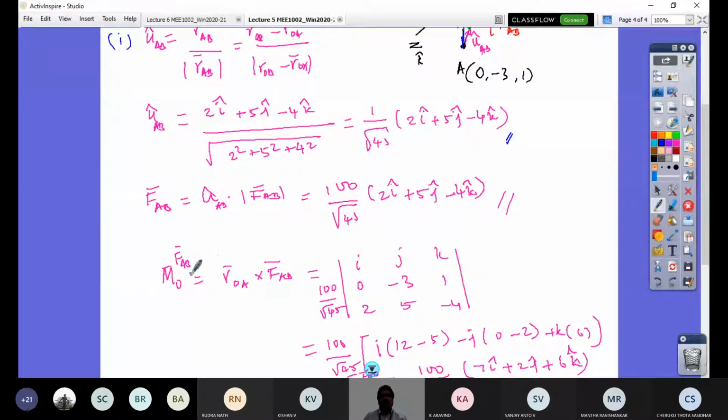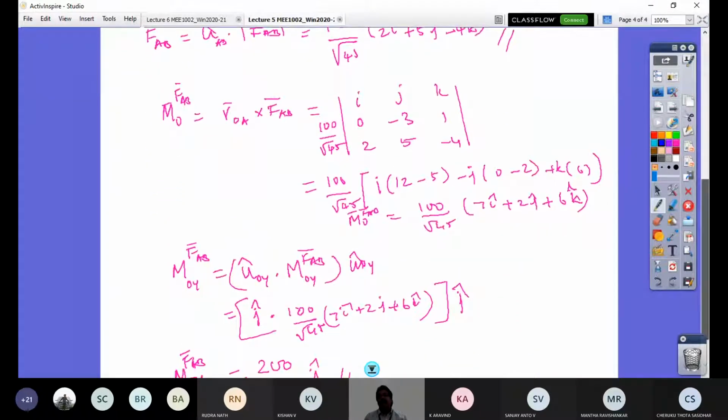Then the moment vector of this force vector about point O is r cross F. I carried that out with this determinant and got my moment vector. But this moment vector is perpendicular to the plane containing the position vector and the force vector. So I have to project it on the y-axis.